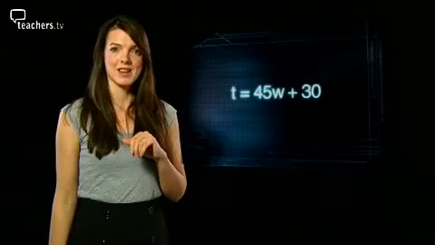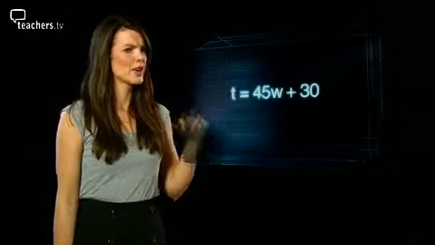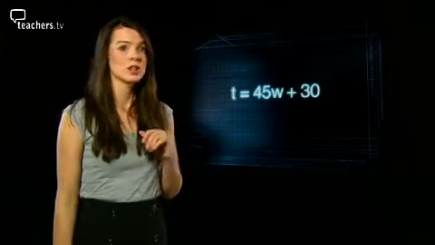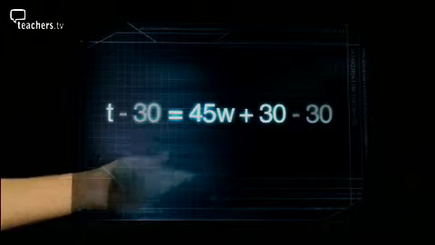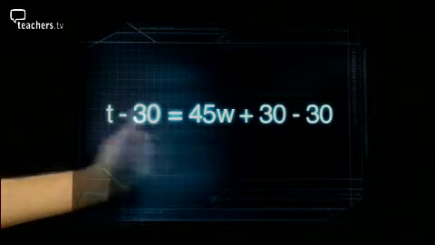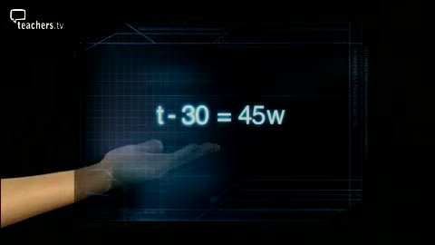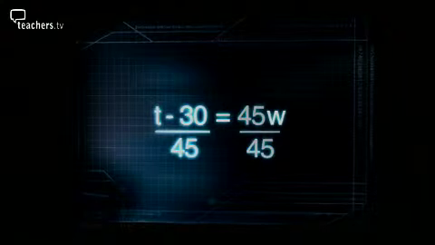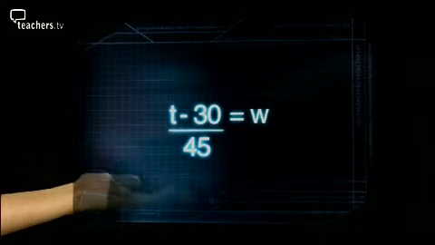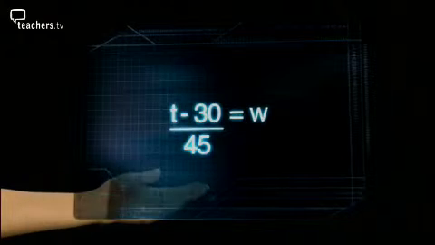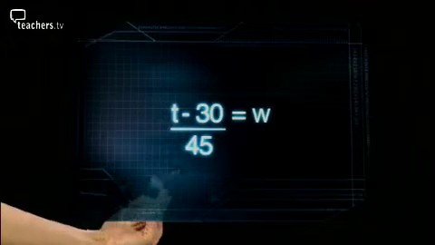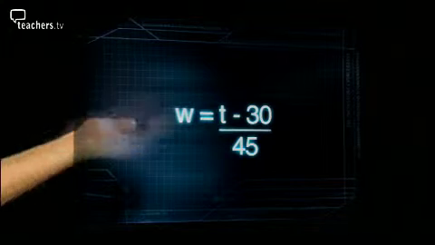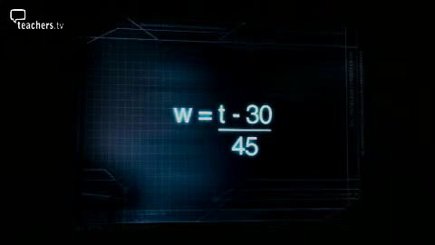And we can get that by rearranging our original formula, T equals 45W plus 30. So let's follow exactly the same steps as we just did. So subtract 30 from both sides and simplify. That gives us T minus 30 equals 45W. And divide by 45 to get W by itself. And that gives us T minus 30 divided by 45 equals W. Which, if we switch it round, is exactly the same as W equals T minus 30 divided by 45.